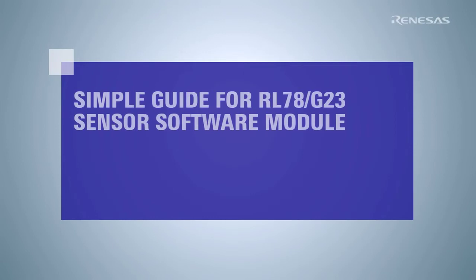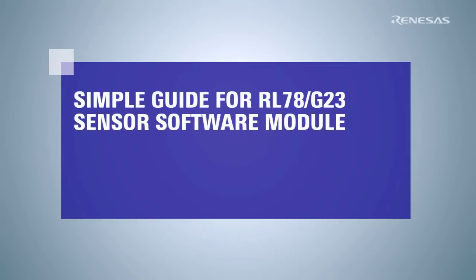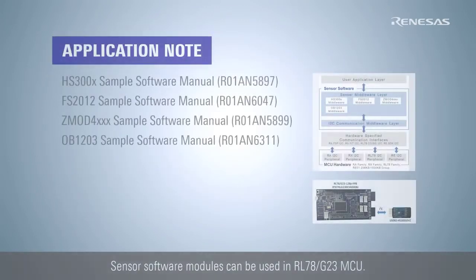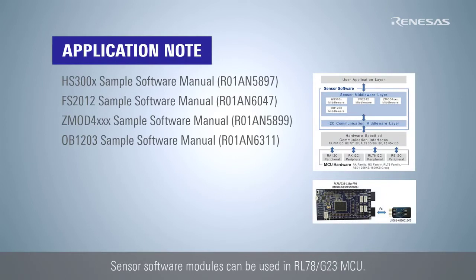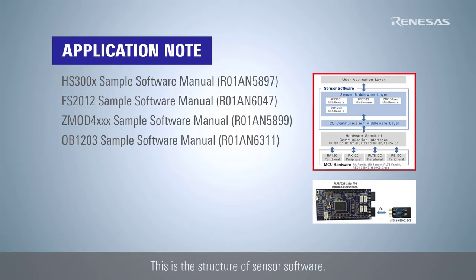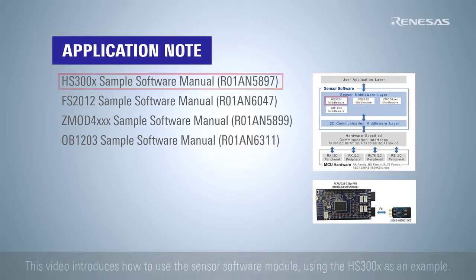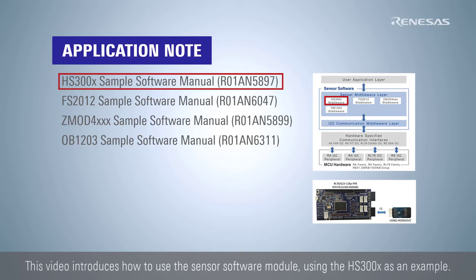Simple guide for RL78 G23 sensor software module. Sensor software modules can be used in RL78 G23 MCU. This is the structure of sensor software. This video introduces how to use the sensor software module, using the HS300X as an example.